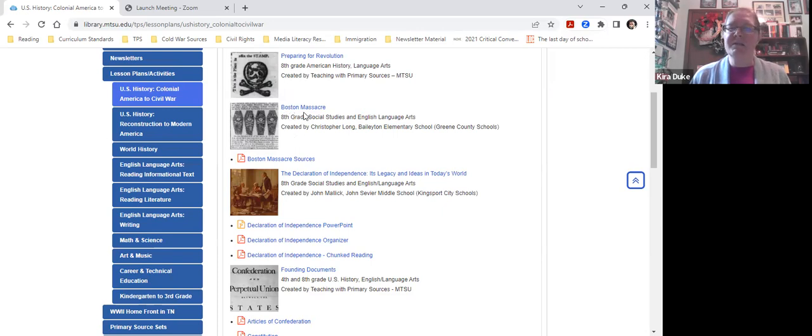There is this one on the Boston Massacre that was written by a teacher in Greene County, Chris Long. This one is really fun. If I remember correctly, it's a multi-day lesson, but it breaks it up and basically has students working in groups and they report on the massacre almost as if it is a news story. And so this can be a really fun way to work through the event, but then also think about some of those social studies practice skills. So again, I really like this Boston Massacre lesson plan.